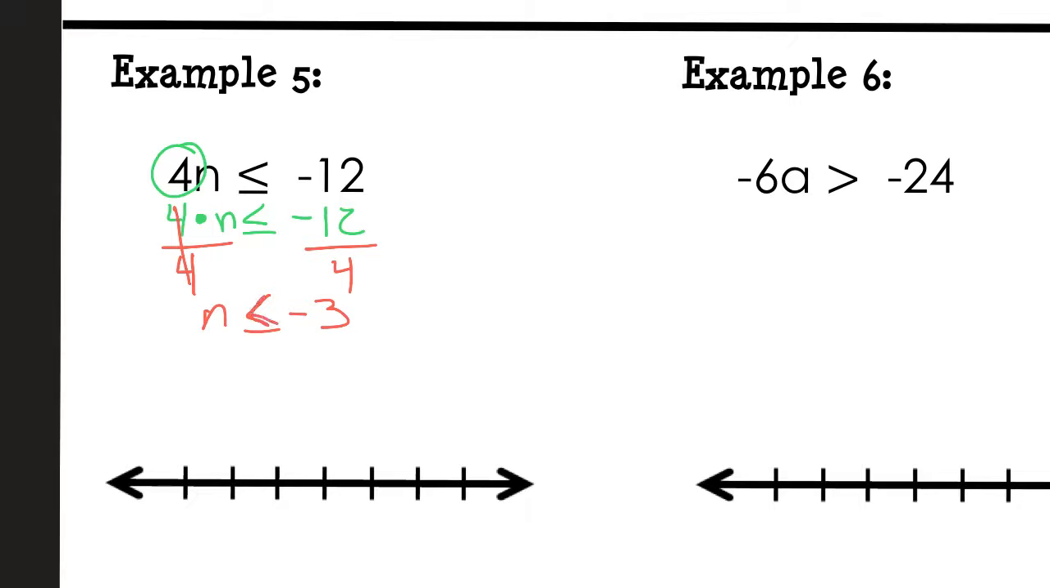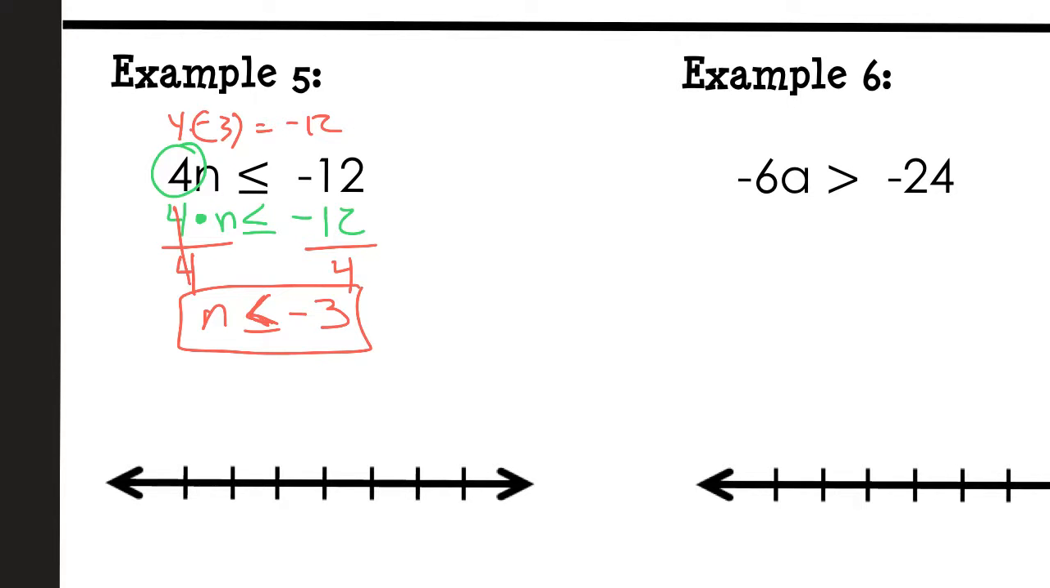We could plug this back in and see if that works. And this is what's really cool, and I didn't do this with the other ones, but let's just look at that really quick. So if n is less than or equal to negative 3, let's take negative 3. Does that work? Well, 4 times negative 3 is actually equal to negative 12. Okay, so that works. What if n was a smaller number?